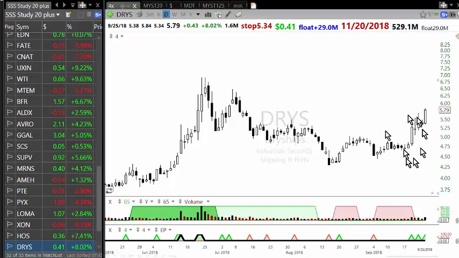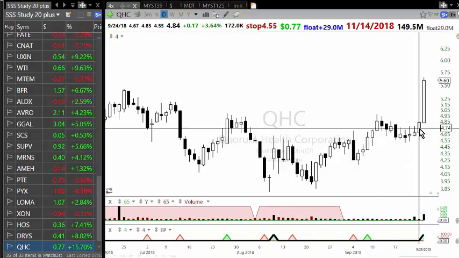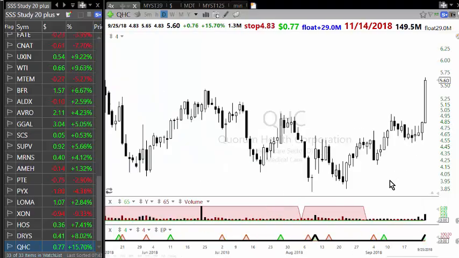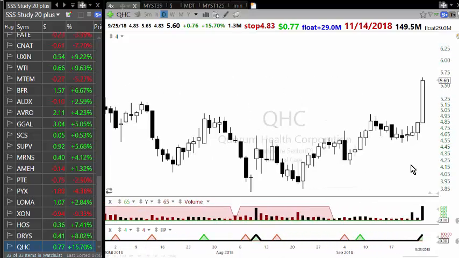And this is more in line with the guidelines which I have given, not up 3 days in a row or something. Quorum Health, now the stock was up 2 days in a row. This was 3.64%. But where was the stock coming from? From a low, bottoming range.